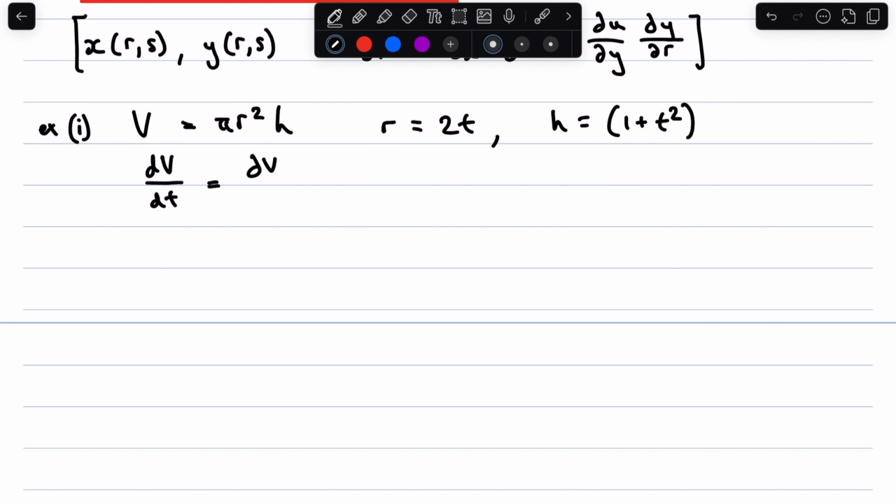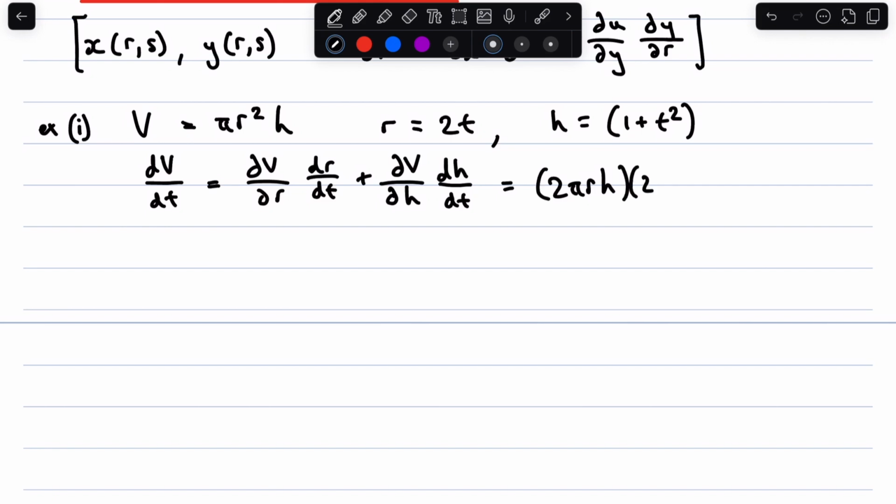So if we do that, we'll have partial dv by dr, and then dr by dt, plus partial dv by dh times dh by dt. And so now if we do that, we'll have 2 pi r h times 2 for our first term. Then we have pi r squared times 2t. So if we times these brackets out and substitute in our values for r and h, we'll be left with 8 pi t plus 16 pi t cubed.